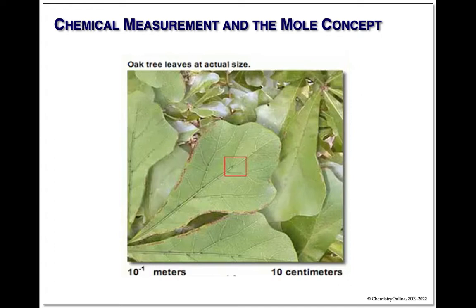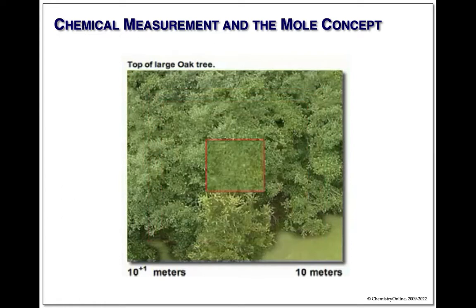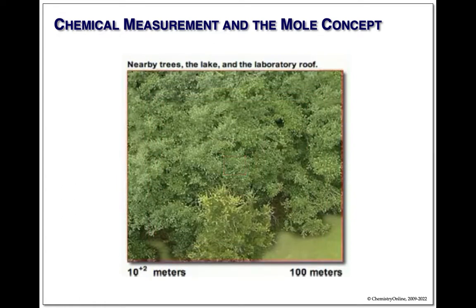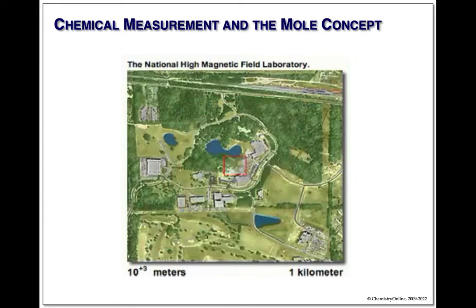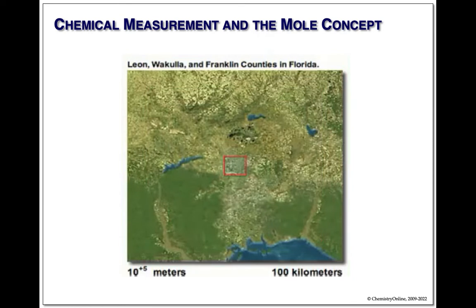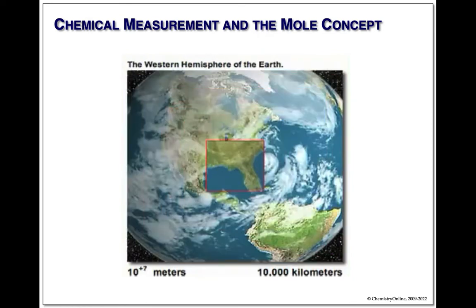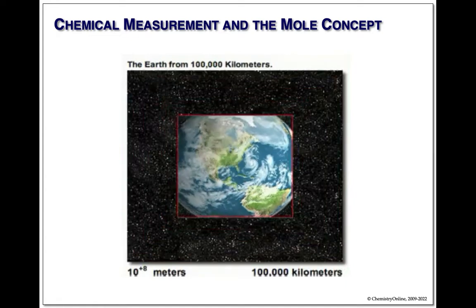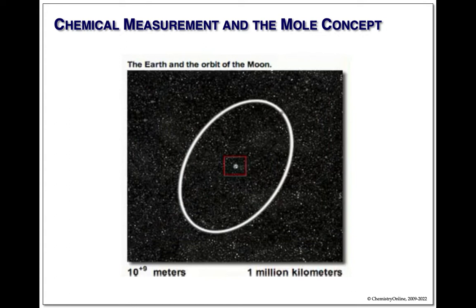Oh, here we're looking right at the leaf. We back up. Yeah, it's a leaf. That's a meter away. It's a tree. Still a tree. We're 10 to the 5th now. Oh, it's in Florida. It's on Earth. At 10 to the 8th, there's the Earth and the Moon.